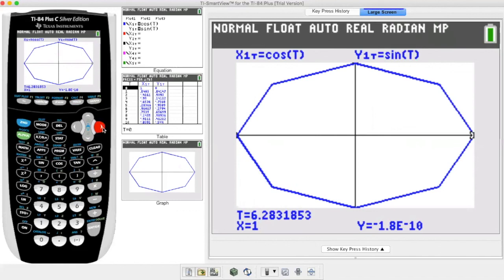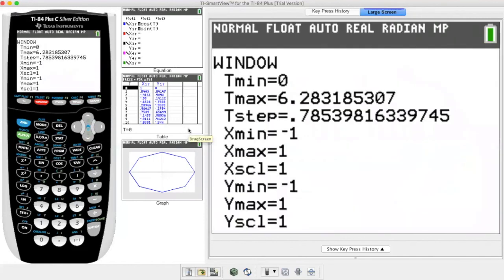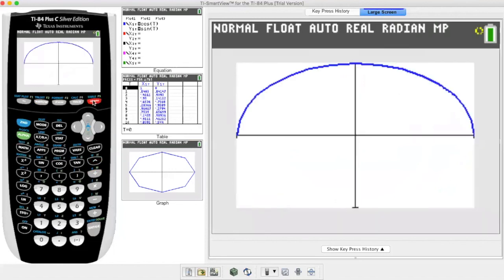Okay, so again, this is why I'm going through this with you guys. I knew that would happen. Hit Window. You need more data points. That would be the T step. So I'm going to go down, and instead of π/4, what if we did like π/16? Okay, that would give us 4 times as many data points. Now if we hit Graph, it's a much smoother looking circle.